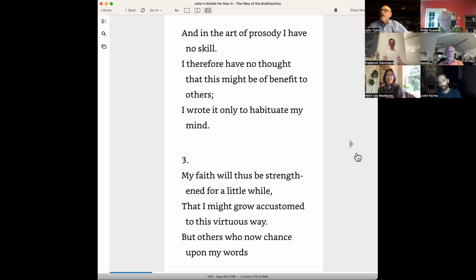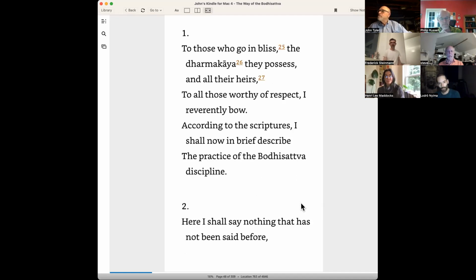My faith will thus be strengthened for a little while, that I might grow accustomed to this virtuous way. But others who now chance upon my words may profit also, equal to myself in fortune.